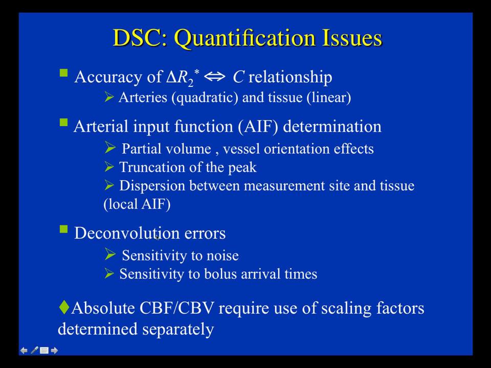And also the deconvolution process can be problematic because it's quite sensitive to noise. Unless you use a proper technique, this could introduce errors as well. So this technique is good for measuring relative blood flow and blood volume maps. And if you want the absolute blood flow and blood volume measurements, then you have to acquire calibration data and use the scaling factors to rescale the relative images to get absolute values.